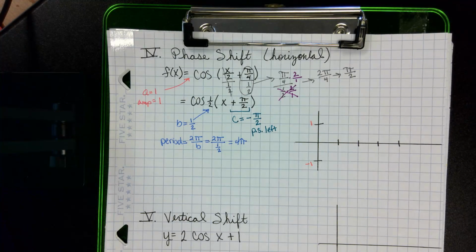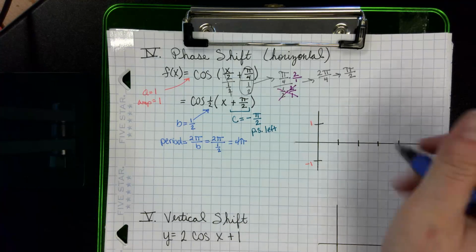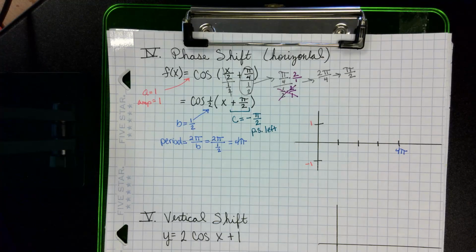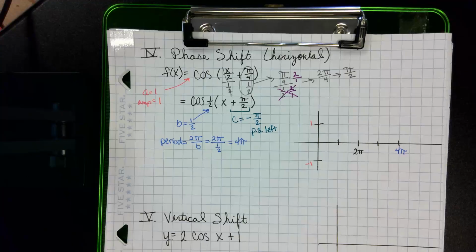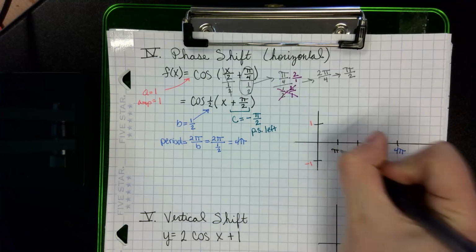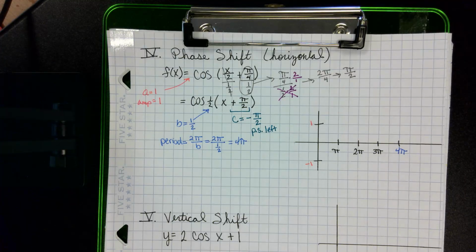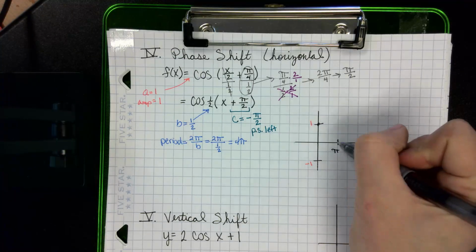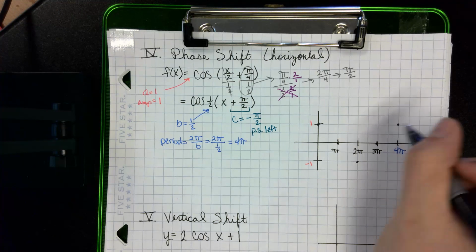I know the length of the 4 quadrants is 4 pi. The period is 4 pi. So I can label the other 3. 4 pi, cut it in half is 2 pi. Cut that in half is pi. So 3 of those is 3 pi. Then I'm going to do a sketch by going high, axis, low, axis, high.